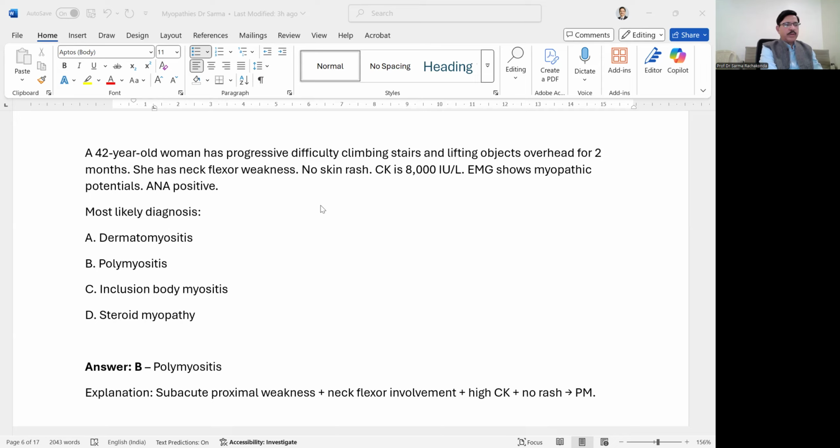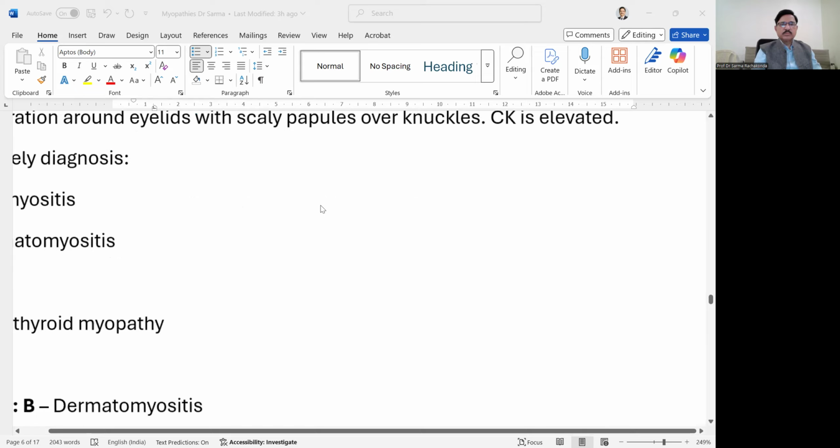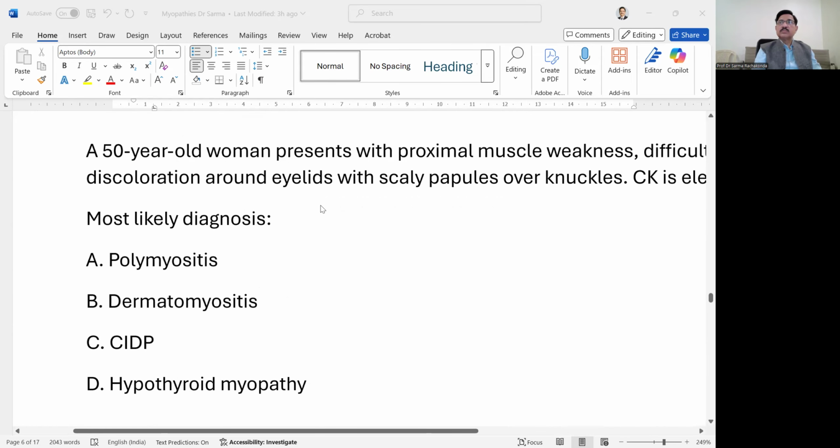Polymyositis: proximal weakness, neck flexor involvement, high CK, no rash. Then look at this. Discoloration around the eyelids and scaly papules: heliotrope rash and Gottron papules, so dermatomyositis. A 50-year-old woman presents with proximal muscle weakness, difficulty in swallowing, discoloration around the eyelids, and scaly papules over the knuckles. So that is pinning my diagnosis to dermatomyositis.